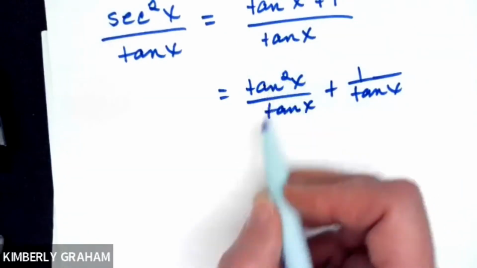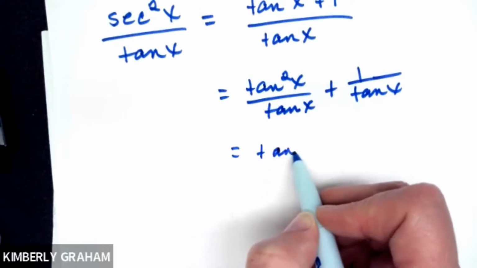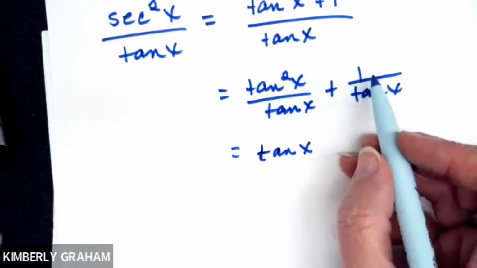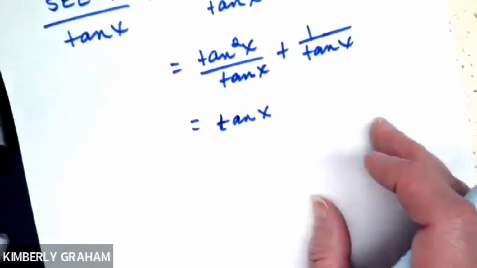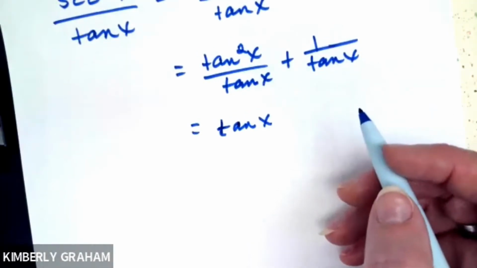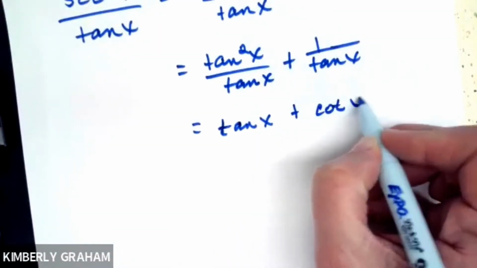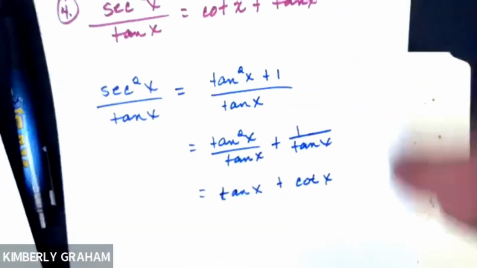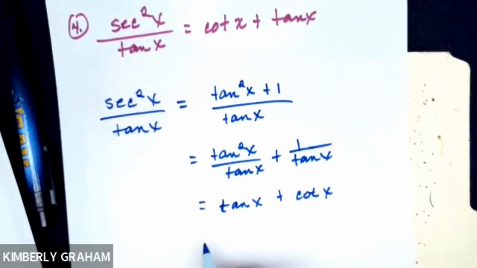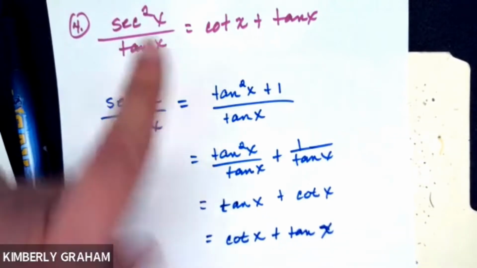So one of these tangents is going to cancel. This would just give me tangent of x. Well, that's sort of what I want up here. Well, 1 over tan is cotangent, right? That's my reciprocal identity here. So this is plus cotangent. That's almost like what I want. The only thing that's different is that's not in the right order. So I can switch those two around. And now I have what I'm supposed to.